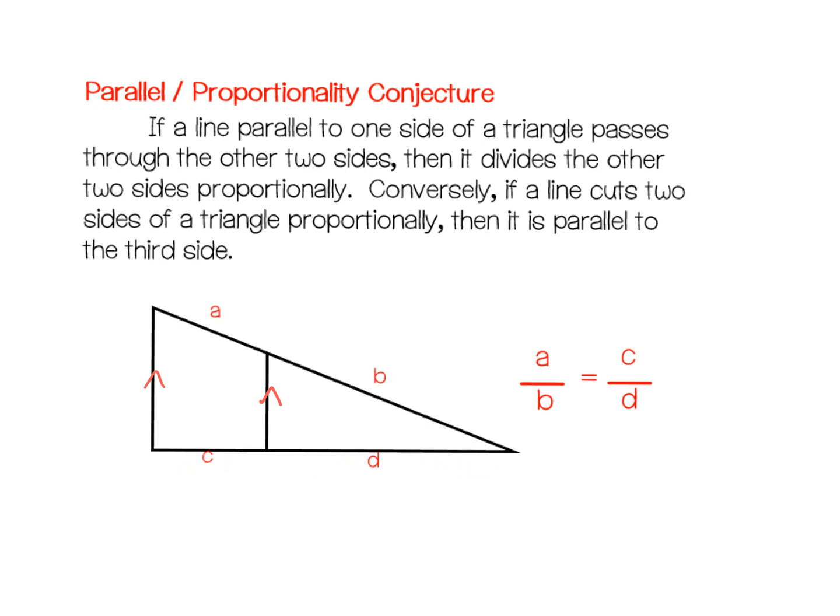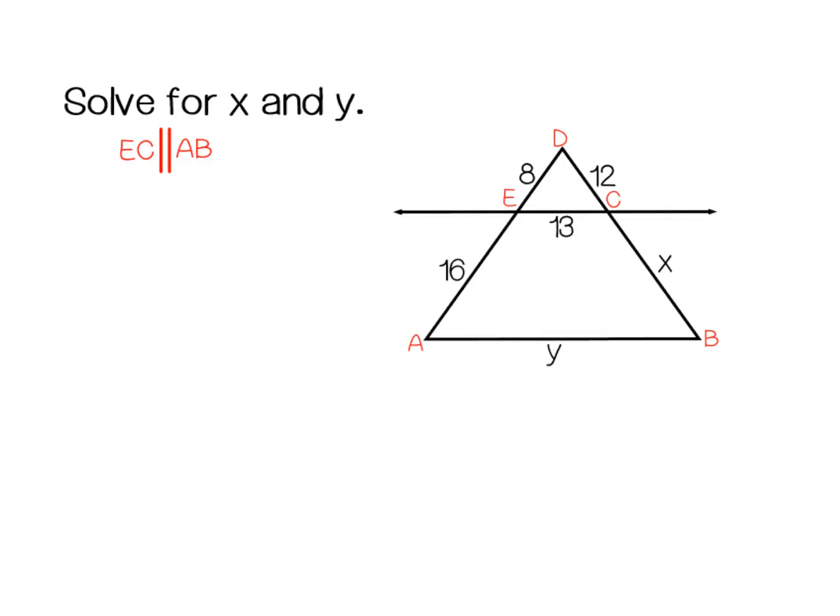And again, a lot of you figured this out or stumbled upon it, but there's kind of a catch you have to watch, and we're going to look at one of those. So let's just start here. We're going to solve for x first. Because we have two parallel lines here, I can just use the sides that are broken up by the parallel lines. So I can do 8 over 16 equals 12 over x.